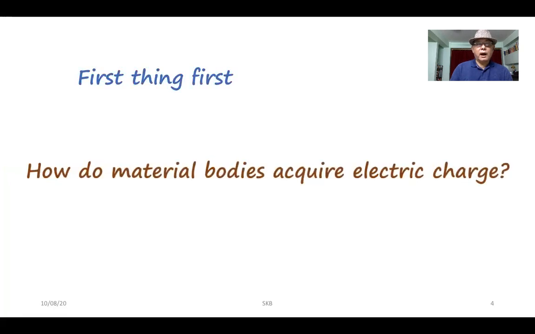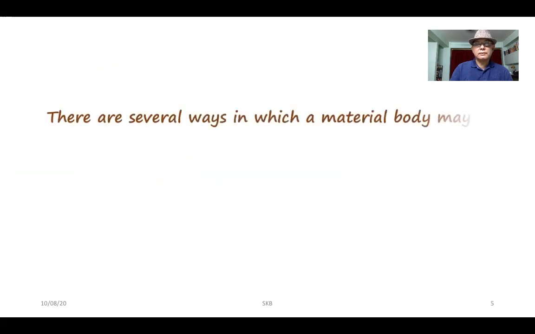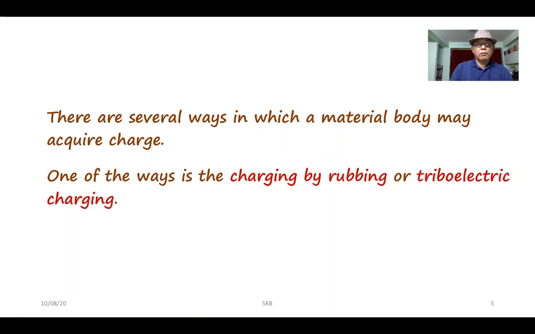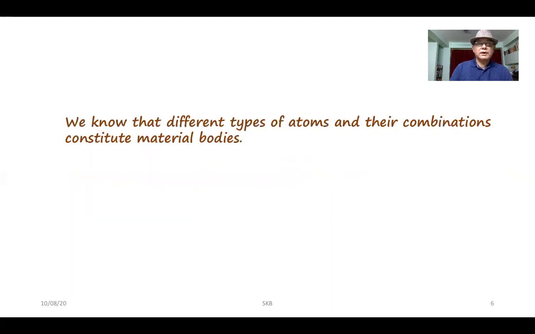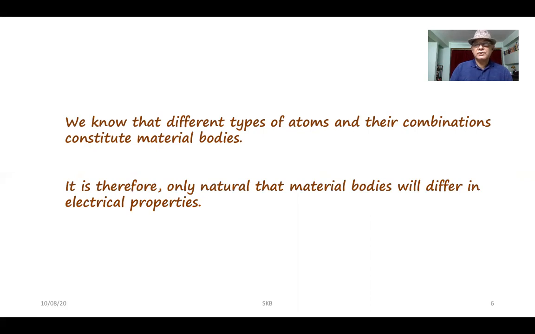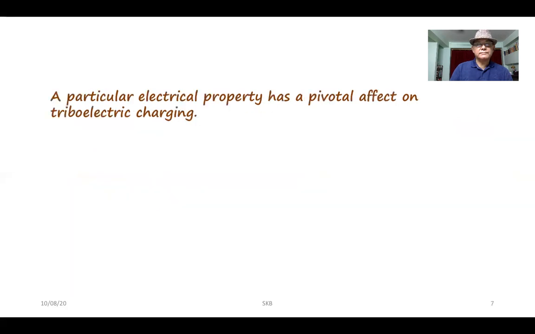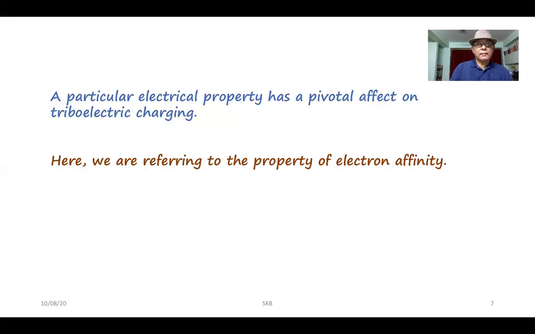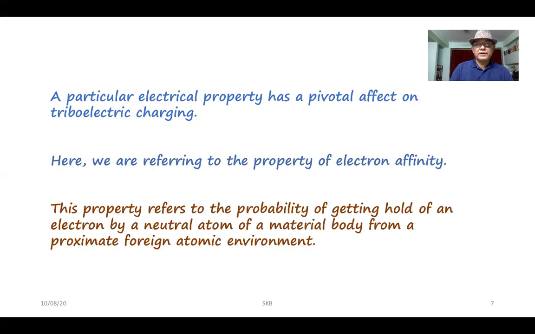First thing first, how do material bodies acquire electric charge? There are several ways in which a material body may acquire charge. One of the ways is the charging by rubbing or triboelectric charging. We know that different types of atoms and their combinations constitute material bodies. It is therefore only natural that material bodies will differ in electrical properties. A particular electrical property has a pivotal effect on triboelectric charging. Here, we are referring to the property of electron affinity. This property refers to the probability of getting hold of an electron by a neutral atom of a material body from a proximate foreign atomic environment.